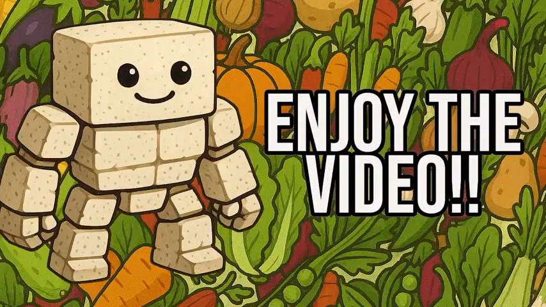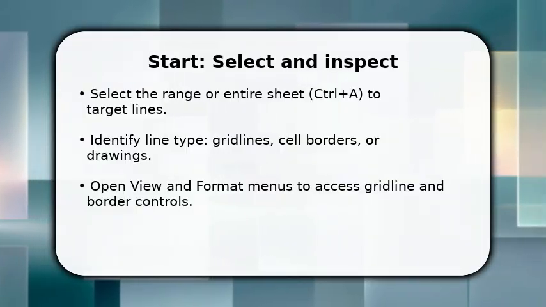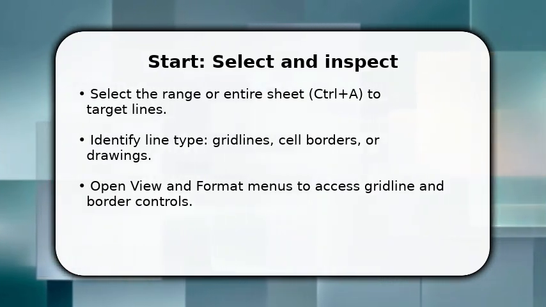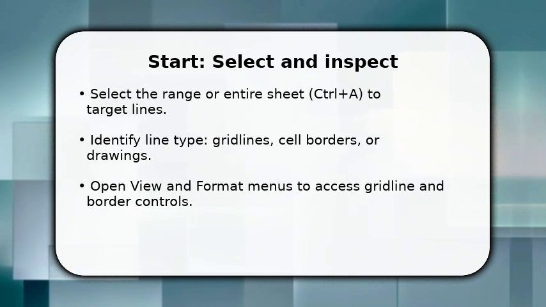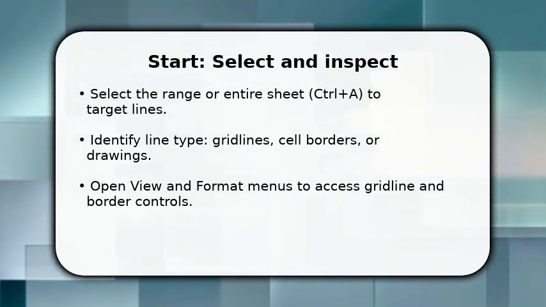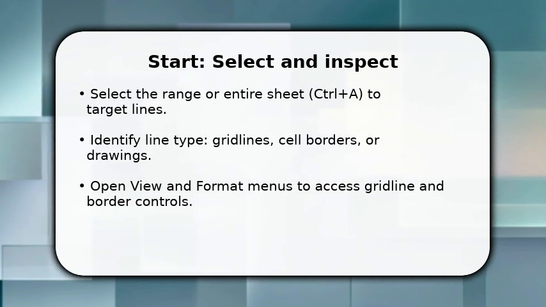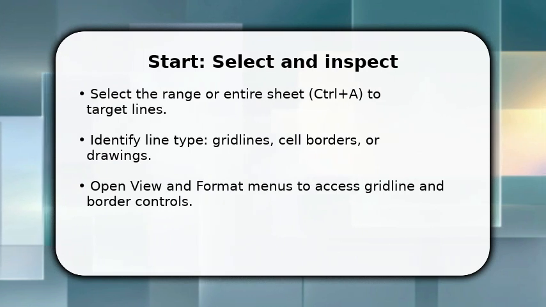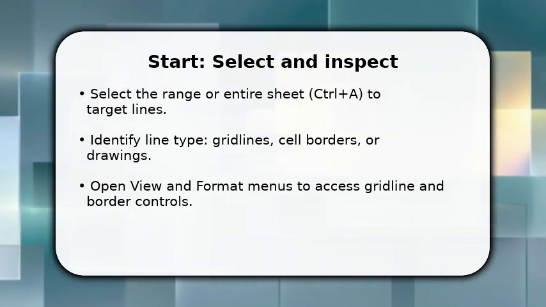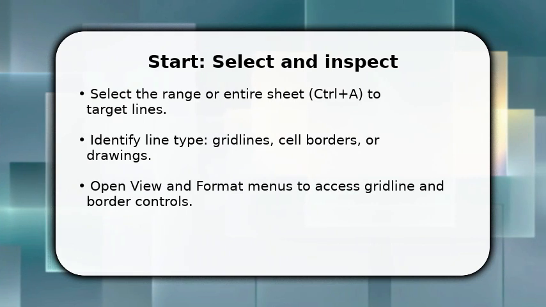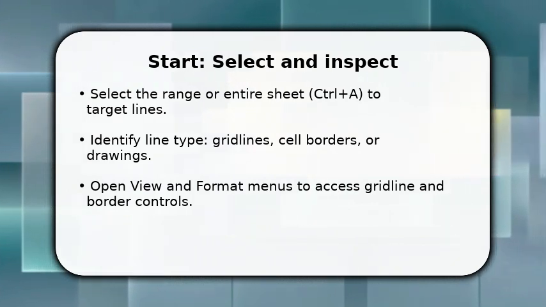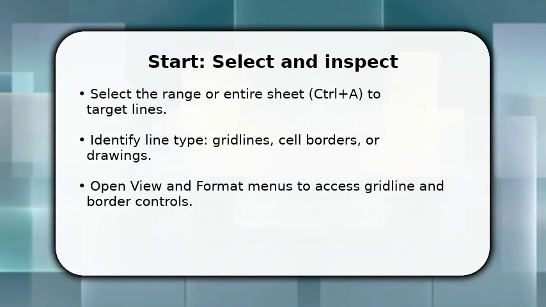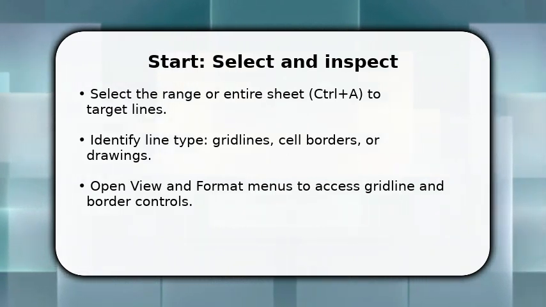Please enjoy the video. You start by selecting the cells you want to fix. Use Ctrl+A to grab the whole sheet if needed. Once selected, inspect the lines visually and decide whether they are default grid lines, manual cell borders, or drawing objects. Each is removed differently. Next, open the View menu to check grid lines, and then the Format Borders tool to preview active borders. This prepares you to remove the correct kind of line without accidentally clearing data or formatting.